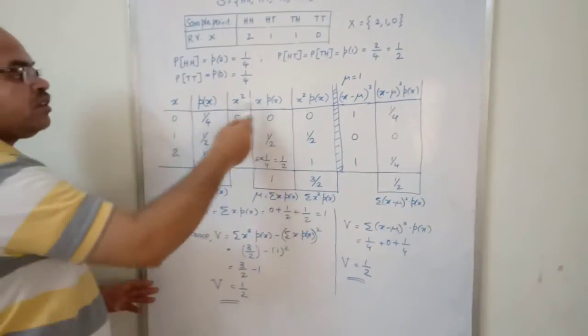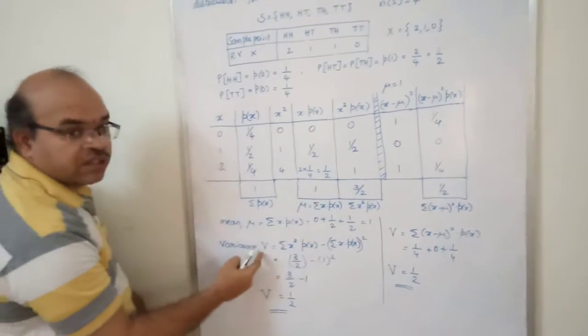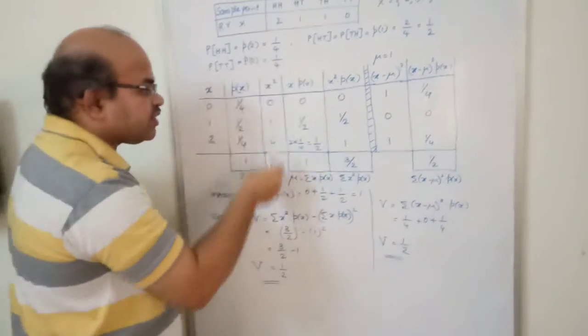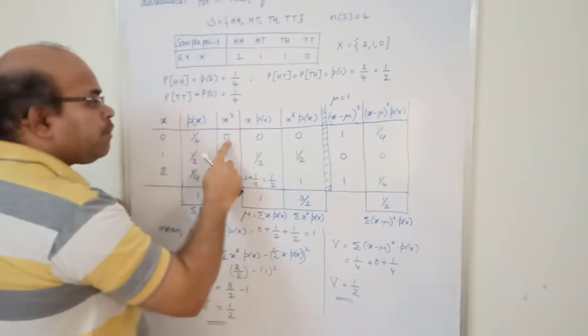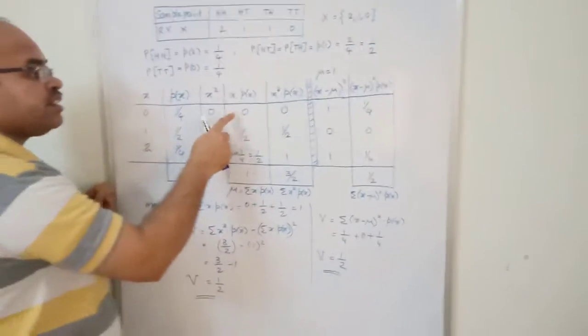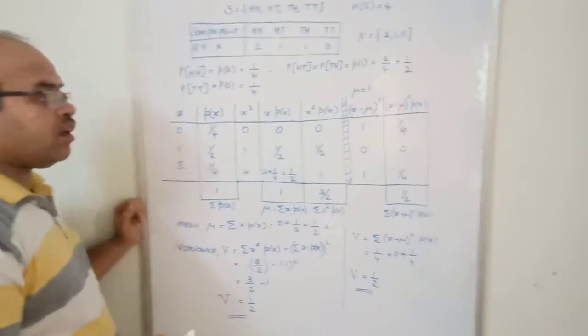Now come back to the third column, x square, because I need x square in the V formula. V stands for variance. So I want x square, therefore I have squared x. 0 square is 0, 1 square is 1, 2 square is 4. Multiply this x square with P of x. That will be the next column, x square into P of x, the fifth column.